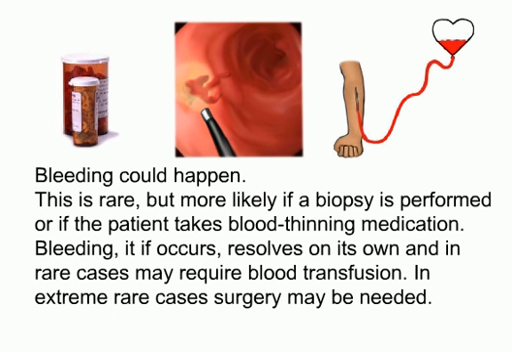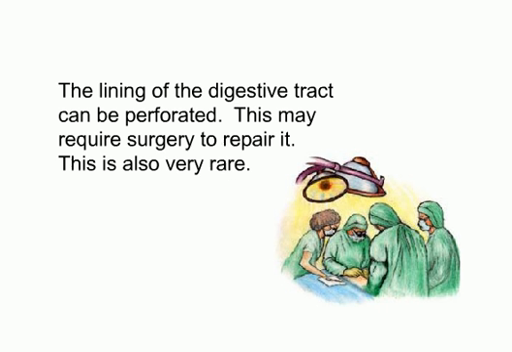Bleeding could happen. This is rare, but more likely if a biopsy is performed or if the patient takes blood-thinning medication. Bleeding, if it occurs, resolves on its own and in rare cases may require blood transfusion. In extremely rare cases, surgery may be needed. The lining of the digestive tract can be perforated. This may require surgery to repair it. This is also very rare.